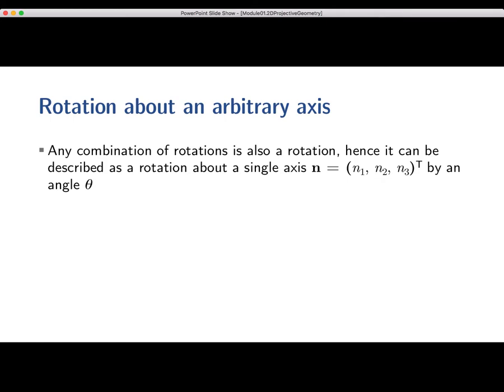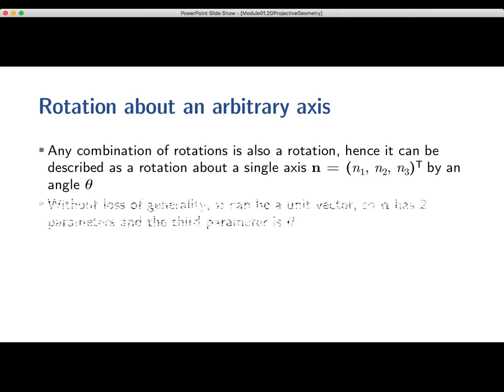So it can be described as a rotation about a single axis, let me call that n, with components n1, n2, n3, by some angle theta. Again, the sense of positive would be that I sit on the positive side of that axis, look towards the origin, and define rotation in the counterclockwise direction. So the question is, how do I find this n? Now n has three parameters: n1, n2, n3, and theta is the fourth parameter. So it looks like I have to describe a rotation by 4 parameters, but that's not the case.